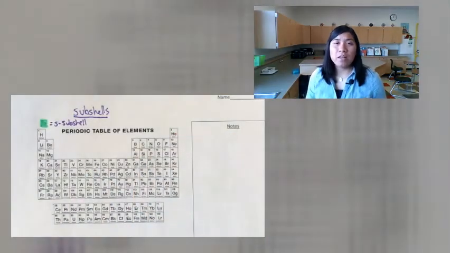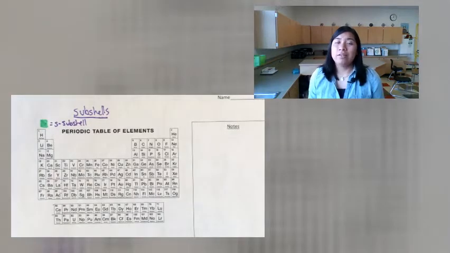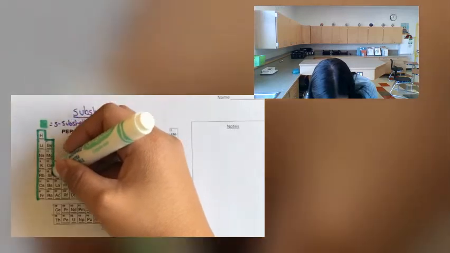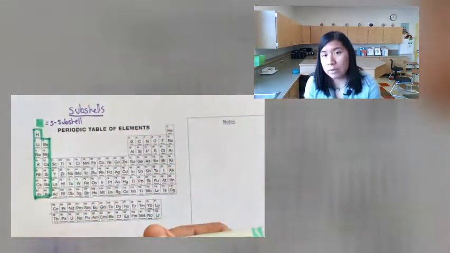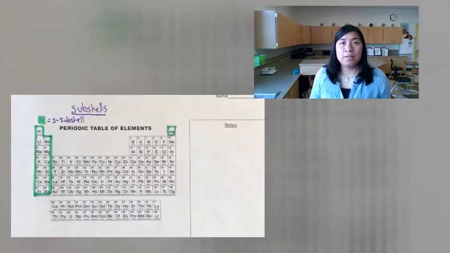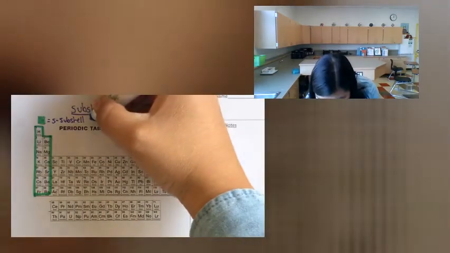And the S subshell is going to be your first two columns, including helium. Hydrogen down. We said first two columns, and we said it also includes helium. The next one that I'm going to label is the P subshell. I'm going to label that as blue.